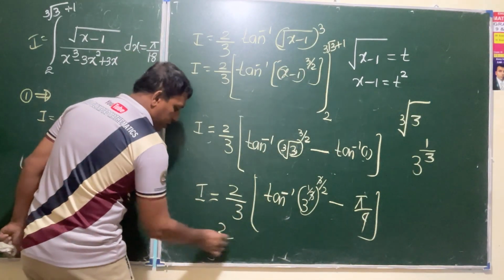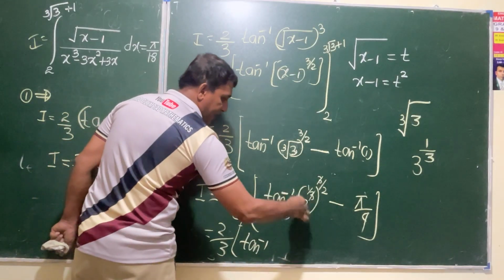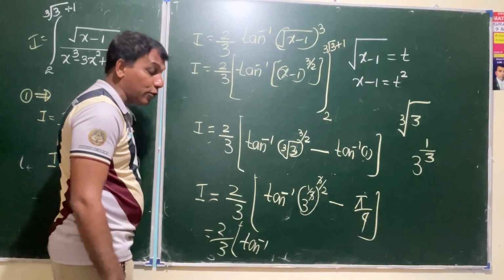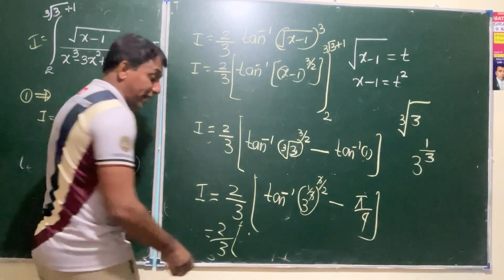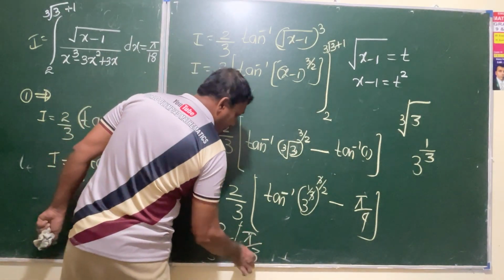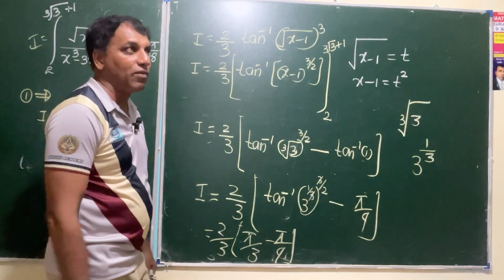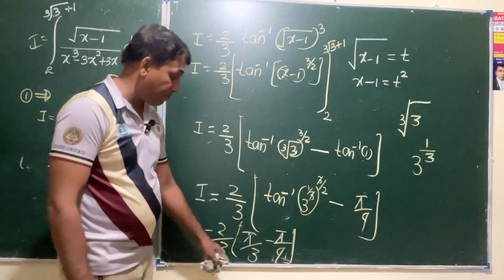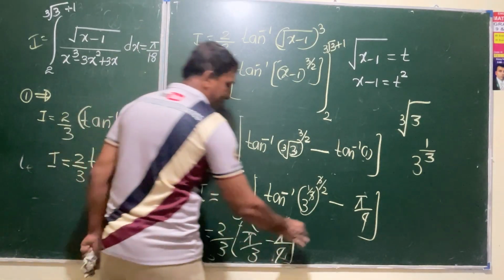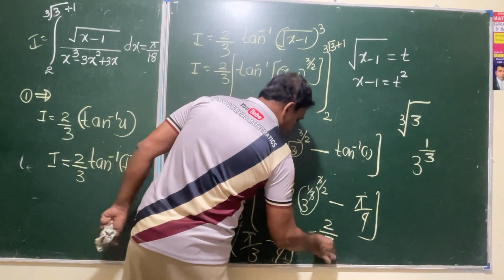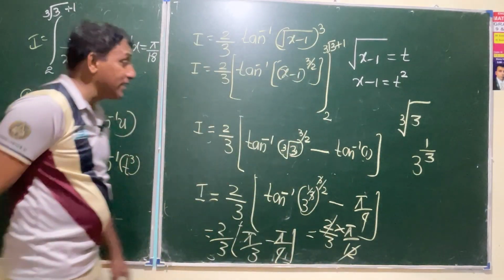So what is that? 2/3 tan inverse, so that is 3 to the power half, square root 3. What is tan inverse square root 3? 60 degrees, or pi by 3, right? Pi by 3 minus pi by 4. So what is that? 60 degrees minus 45 is 15 degrees, or we call it pi by 12, right? Therefore, interesting work. So pi by 12. Okay.